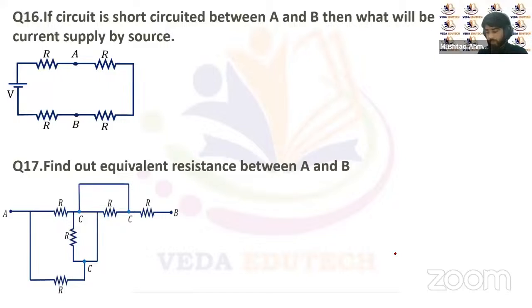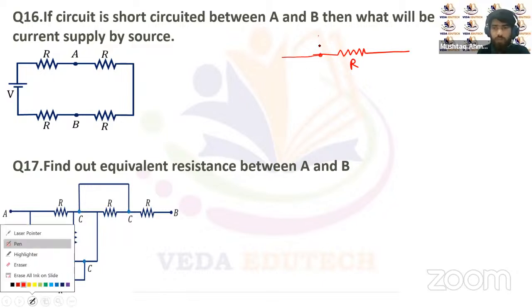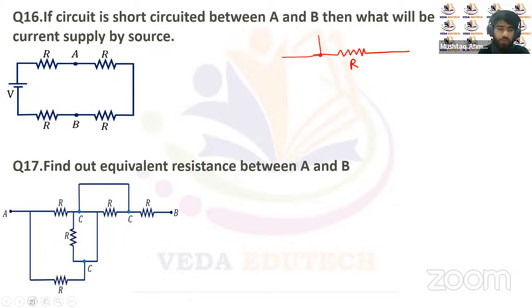Now let's move on to question number 16. The question says that if a circuit is short circuited, let's give a brief about the short circuit. Let's suppose this is the resistor R, and this resistance R has been short circuited between these 2 points A and B.